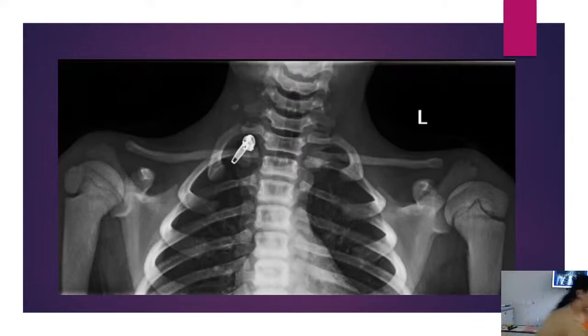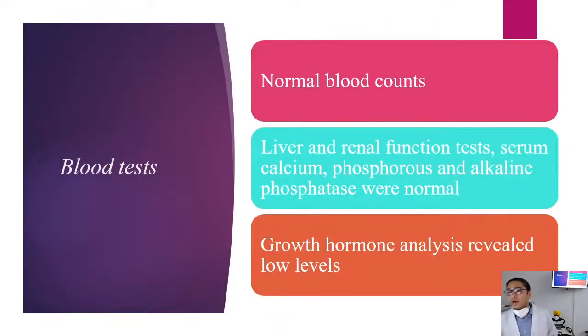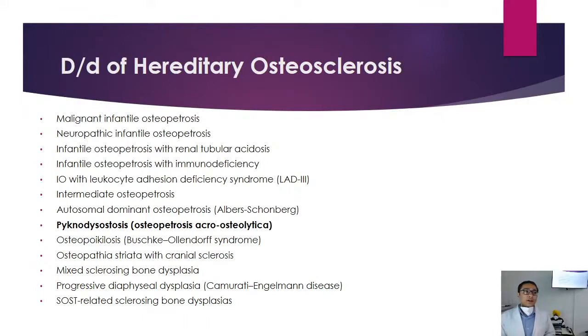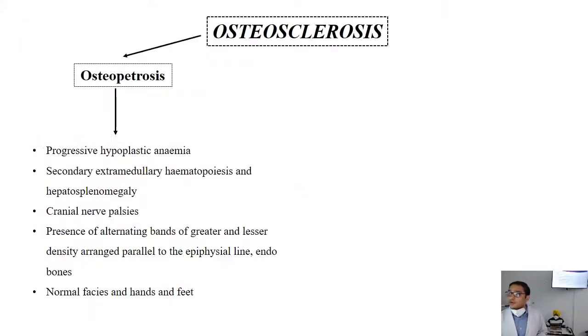Anupam. After this initial radiographic assessment and the skeletal survey, we admitted the patient for further workup, and a pediatrics and a genetics opinion was taken, and we found that there were normal blood counts, the liver and the renal function tests were normal, the serum alkaline phosphatase, calcium and phosphorus levels were also normal, but the growth hormone analysis revealed low levels. So basically we were dealing with some sort of hereditary osteosclerosis, and there are n number of differential diagnoses for hereditary osteosclerosis.